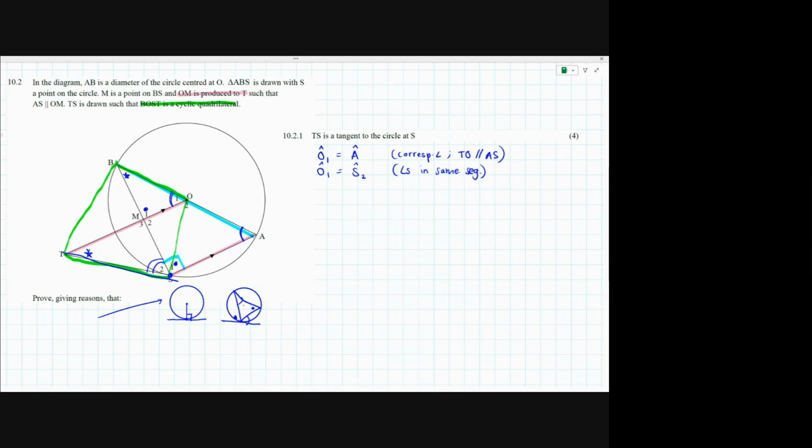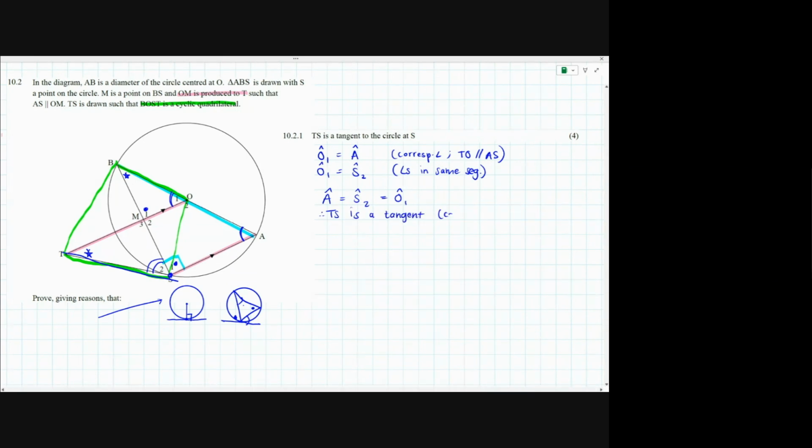So I've used the parallel lines. I've used the cyclic quad situation. I'm using the information that was given to me. And so because angle A is equal to angle S2, because they both equal angle O1 essentially, we can say that TS is a tangent. And our reason is converse tan chord theorem.